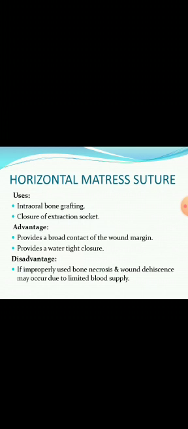Now, mattress sutures are of 2 types: horizontal and vertical. They are used for intraoral bone grafting and closure of extraction socket. Horizontal mattress suture provides a broad contact of the wound margin and it provides a watertight closure. If improperly used, there will occur bone necrosis and bone dehiscence due to the limited blood supply.